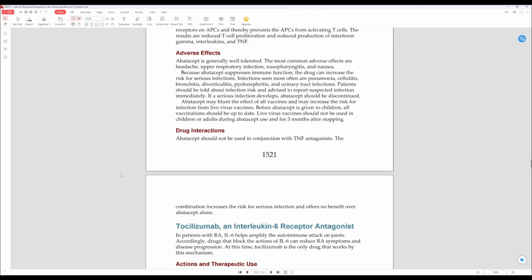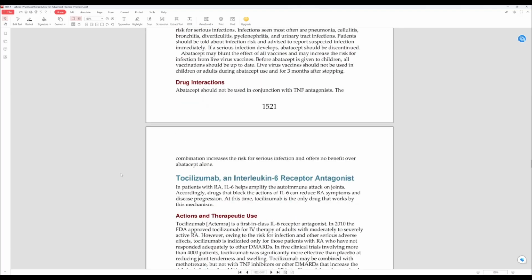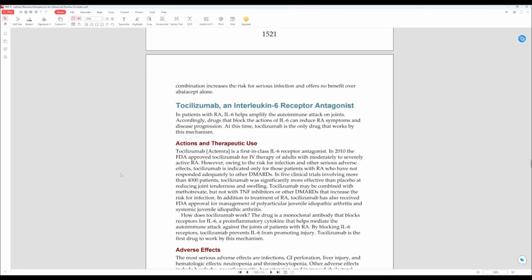Drug interactions. Abatacept should not be used in conjunction with any TNF antagonist. The combination increases the risk for serious infection and offers no benefit over abatacept alone.